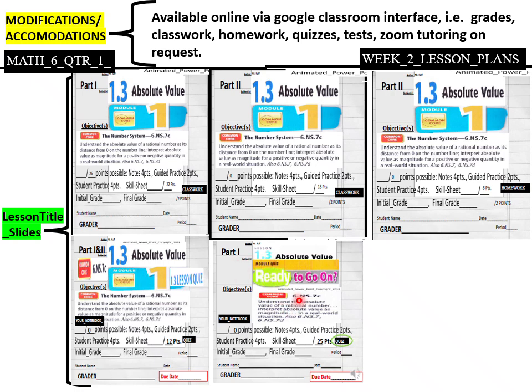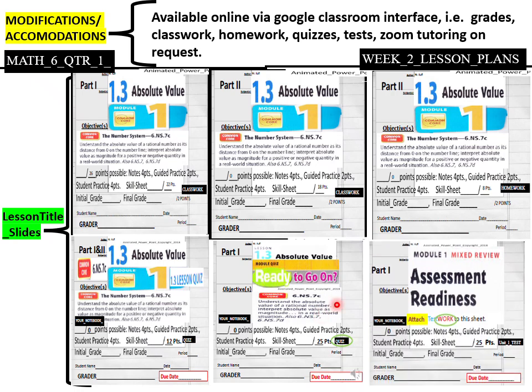Are you ready to go on? And this one: understand the absolute value of a rational number. Interpret absolute value as magnitude in a real-world situation. So this one has 25 points on this quiz. And then we go into our Module 1 assessment readiness, Chapter Unit 1 test here. And we have 25 points on this test.